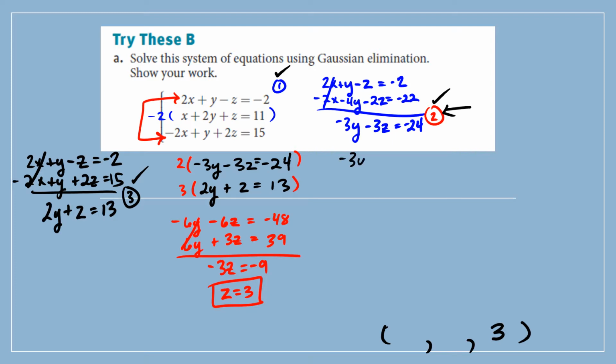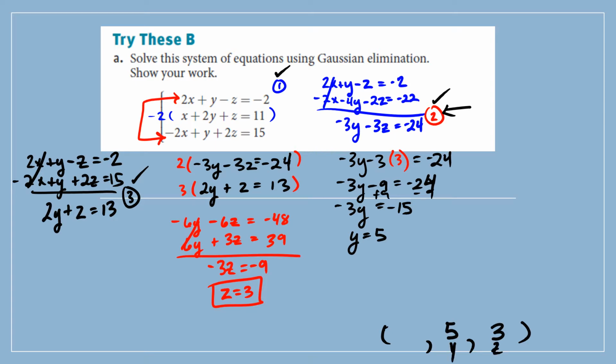So negative 3y minus 3 times 3, which is what z is, equals negative 24. So negative 3y minus 9 equals negative 24. If I add 9 to negative 24, I'm going to get negative 15, and then I'll divide and I'll get y equals positive 5. So there's my y coordinate.